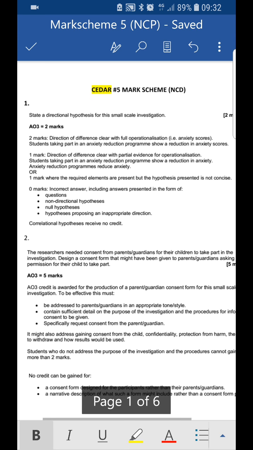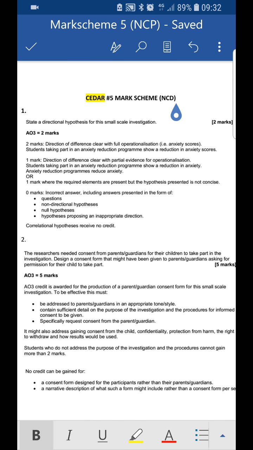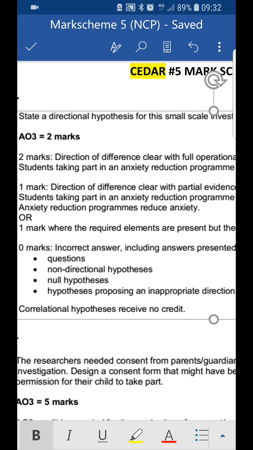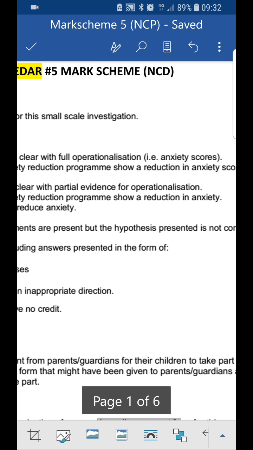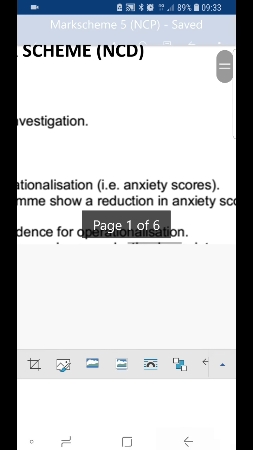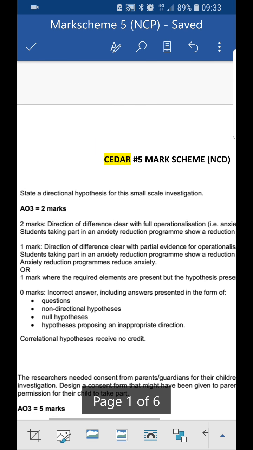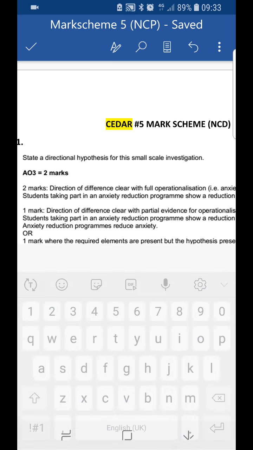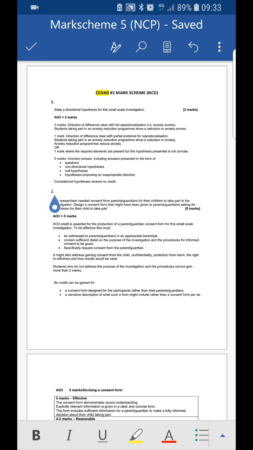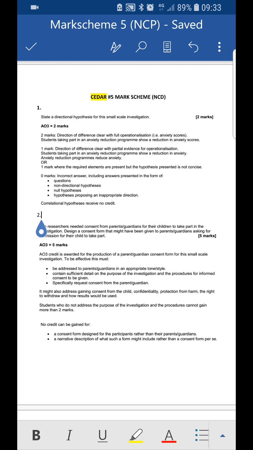So the first question was a hypothesis question, and the marks, I have to be honest, were really quite varied on this question. There were a lot of people getting full credit who had, if you can see here, it says 2 marks for a clear operationalized hypothesis, i.e. for the dependent variable you were referring to the anxiety score specifically, and you'd also saying that there was going to be a change in the score, i.e. the score would be different at the end to what it would have been at the beginning.